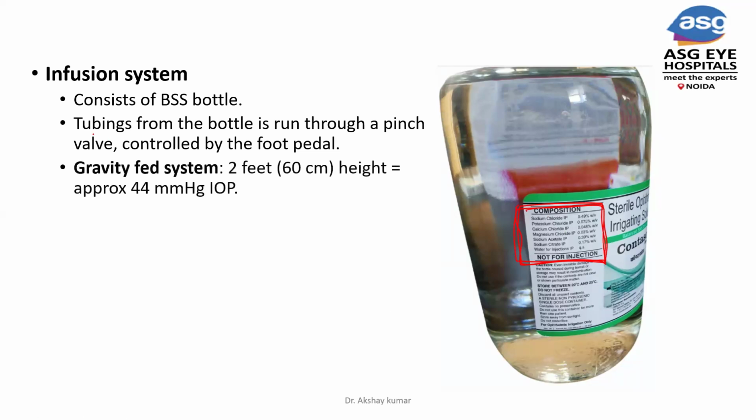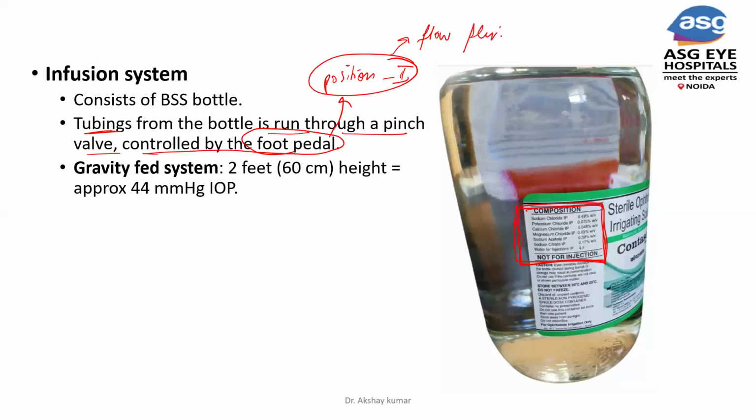The tubing from the bottle runs through the pinch valve, which is controlled by the foot pedal. Whenever you press position 1, the pinch valve is activated and it leads to flow of fluid. It is basically a gravity fed system, where roughly 60 centimeter of bottle height will lead to approximately 44 millimeter of IOP in the eye.